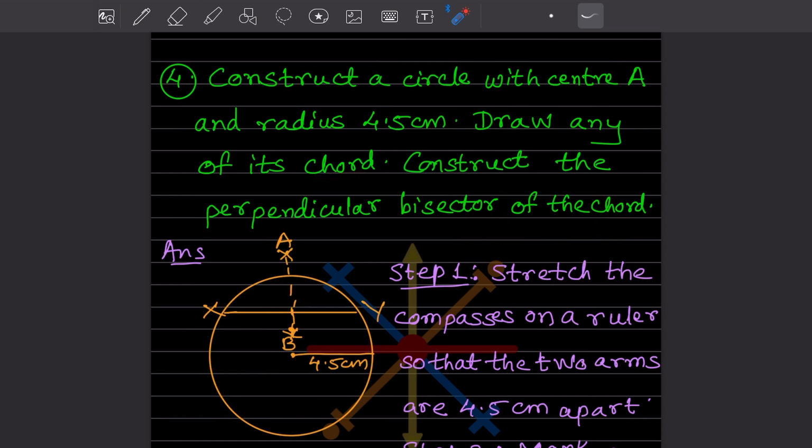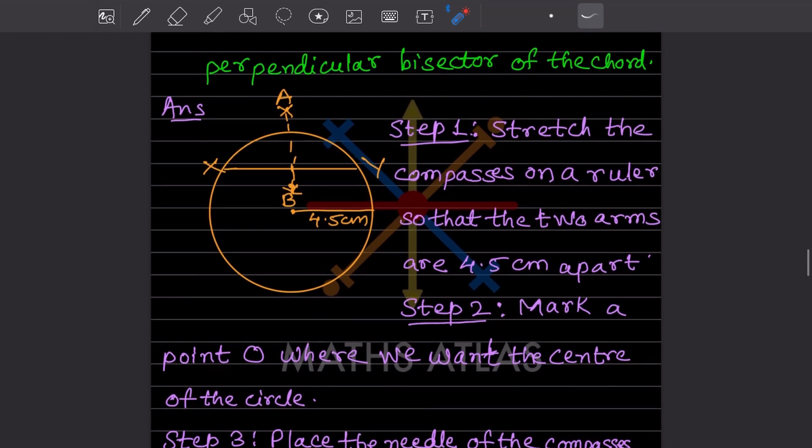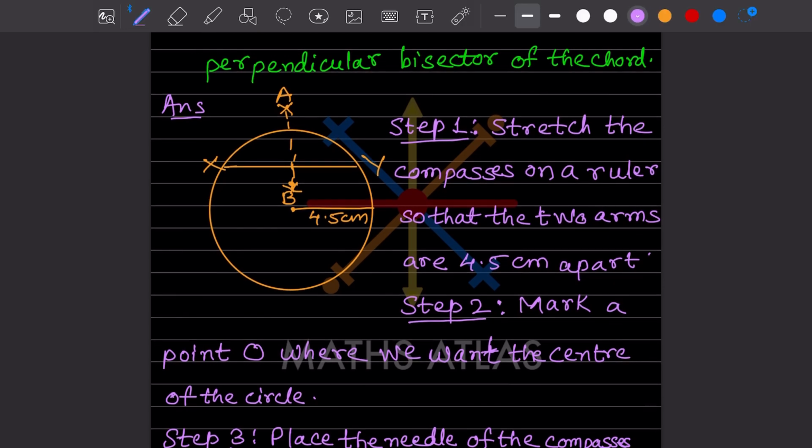So now first thing, what are we going to do? You have to place the compass on a ruler. This is the ruler, and you have to put it on the ruler. You will take the radius as 4.5 centimeter, so that the two arms are 4.5 centimeter apart. And you are going to draw a circle first. Then what are you going to do? Mark a point. We will mark this point as O. This will be the center. So now you will mark a point where we want, this is the center of the circle.